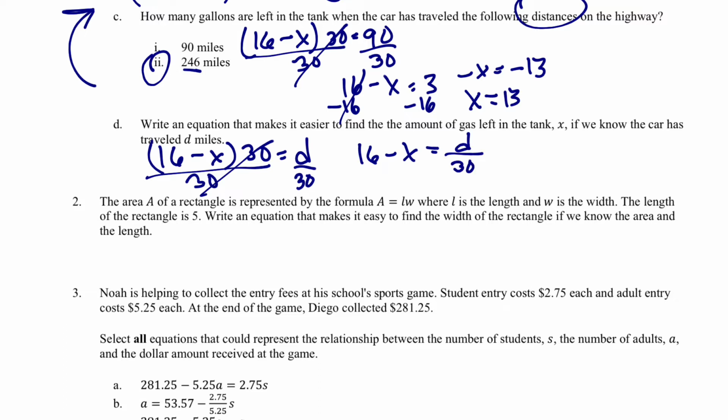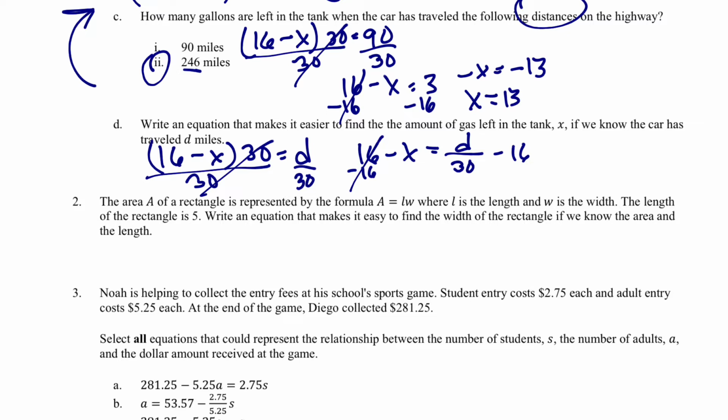Now, we want to move the 16, so we're going to subtract 16 from both sides. It does not have a common denominator yet. We can make one, but we're just going to subtract it from that fraction there. And then 16 minus 16 will equal 0. So now we have negative X equals D over 30 minus 16.